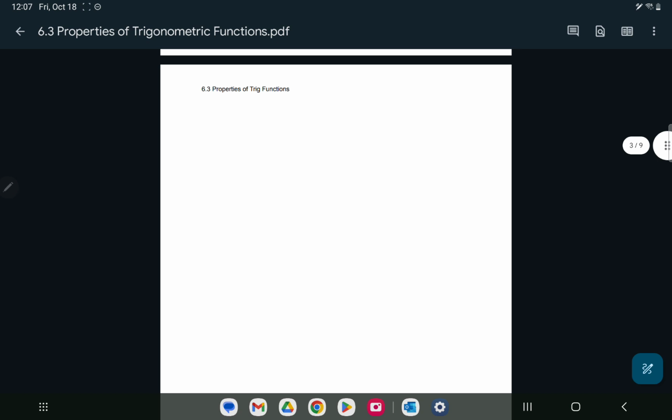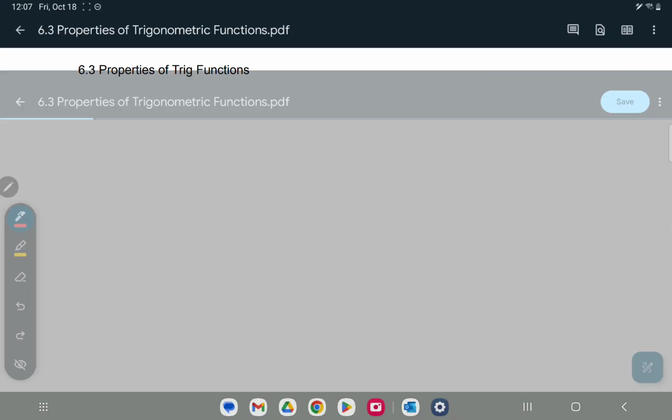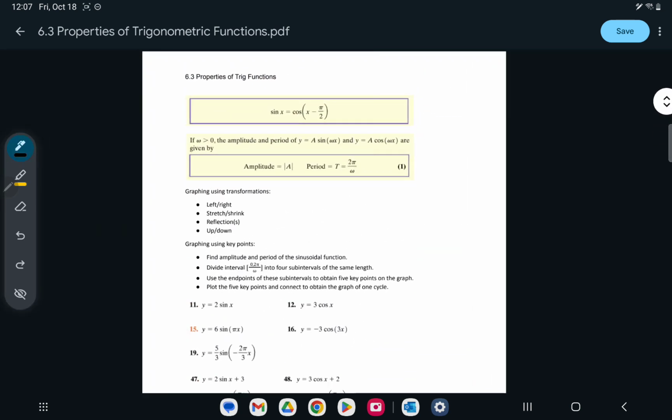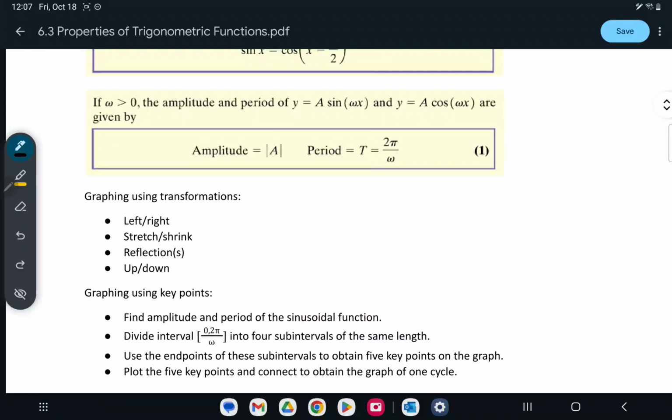So the other videos you watched, you were looking at the domain, range, kind of all the information you could know about the sine and cosine functions. One other piece to look at is the amplitude and period. The period is how often it's going to repeat. And here's just the formula for it.